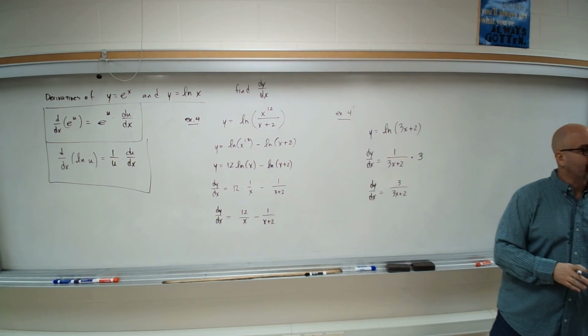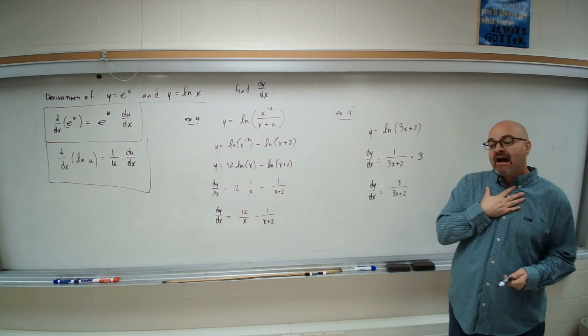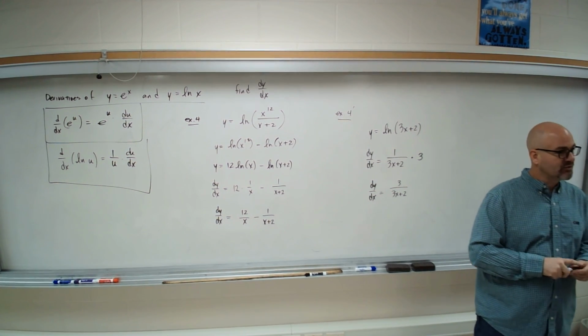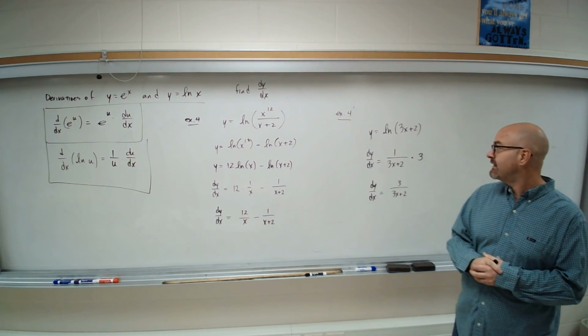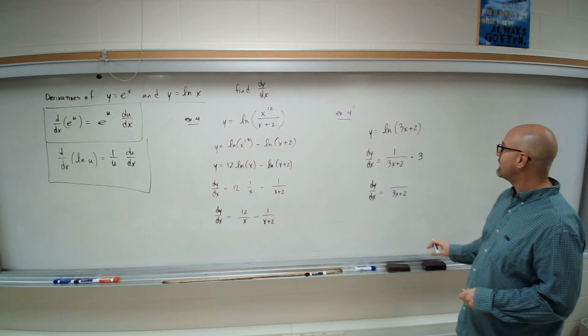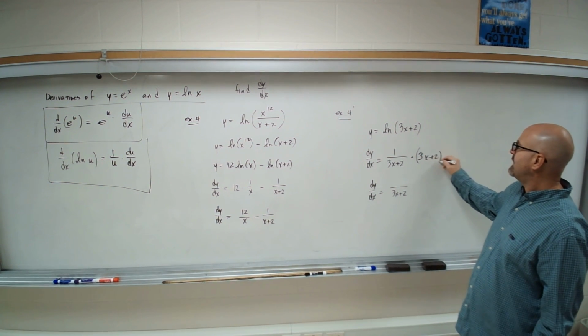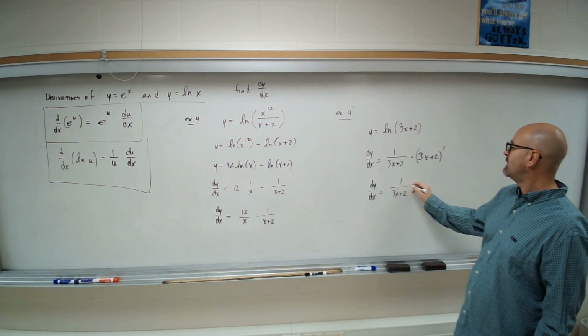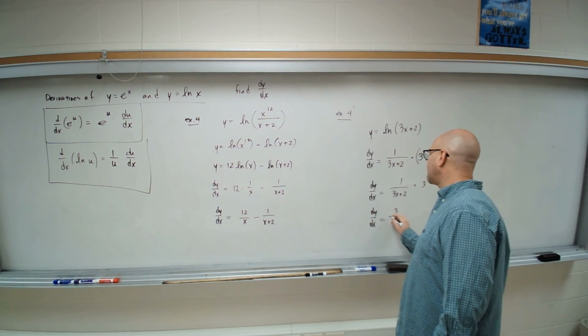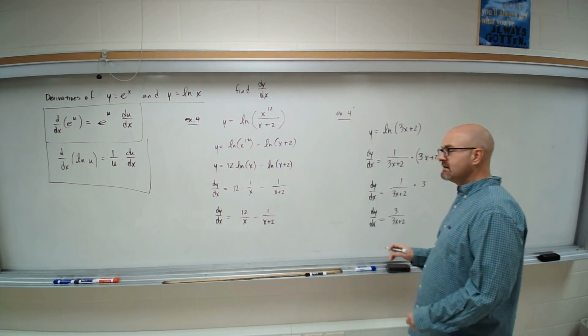So just be careful. Something I tend to do is forget to do the last little chain rule bit in there. So just be careful with that. Again, to clarify here, that's the argument prime, which is times 3, and then dy over dx equals 3 over 3x plus 2.